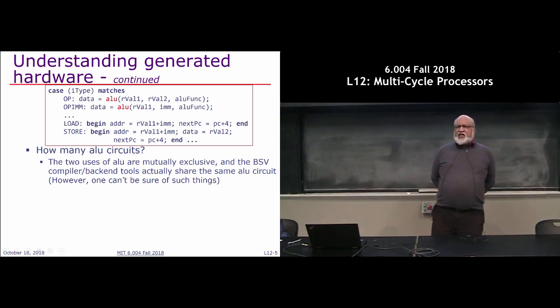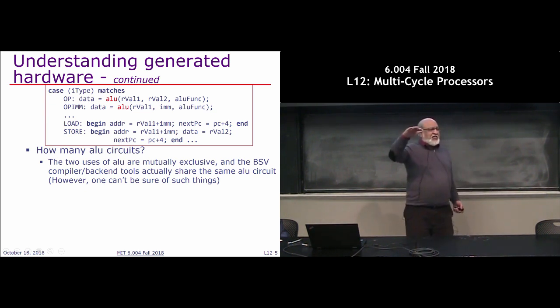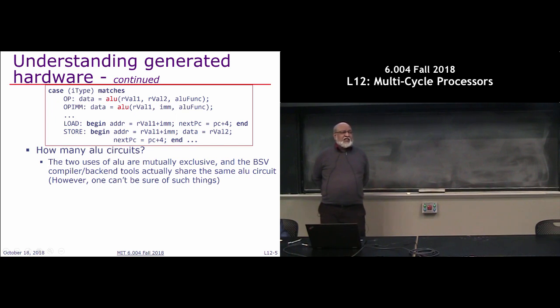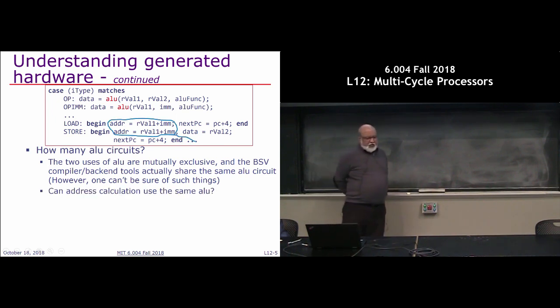Do we generate one ALU or two ALUs? A little bit of analysis will show that, because it's a case statement, the use of this ALU is mutually exclusive. If the ALU is being used for an op instruction, then obviously it's not an op immediate instruction, right? So I should be able to use the same ALU. In fact, in this case, the compiler is smart enough to figure out one ALU will do, and it'll share it. It'll automatically put that mux I showed you on the previous slide in front of the ALU.